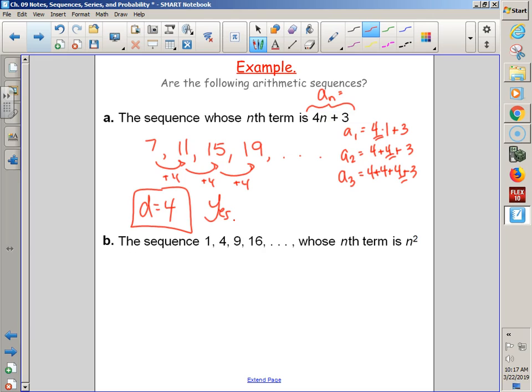How about letter B? A sub n equals n squared. They actually gave us the sequence. Aren't they nice? 1, 4, 9, 16. Yes or no with arithmetic? No. There is a pattern: 1 squared, 2 squared, 3 squared, 4 squared. But arithmetic says there needs to be a constant or a common difference. Isn't that 3 and that 5 and that 7? It's a pattern, but is it constant? Nope. So there is no common difference. There's a pattern, but it's not arithmetic. Okay.